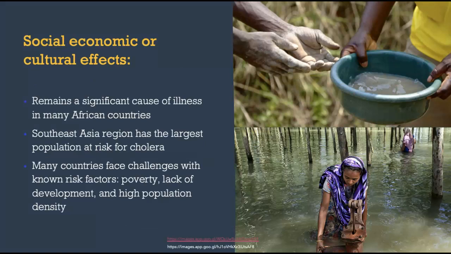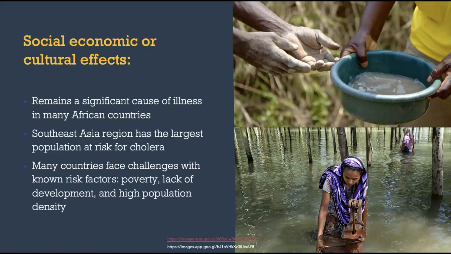Cholera was largely eliminated from industrialized countries by water and sewage treatment centuries ago, but it still remains a significant cause of illness in many African countries. The proportion of people who die from cholera remains higher in Africa than elsewhere, and this reflects the lack of access to basic health care.